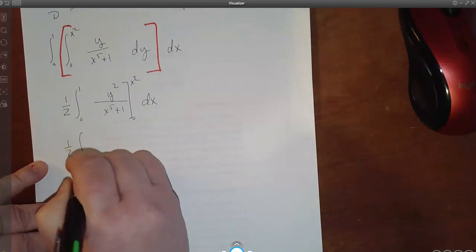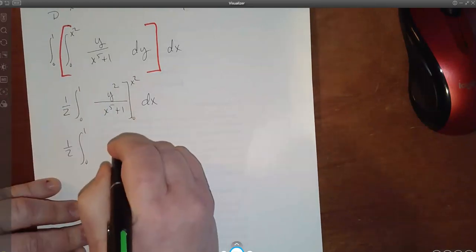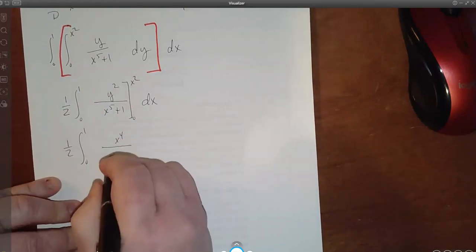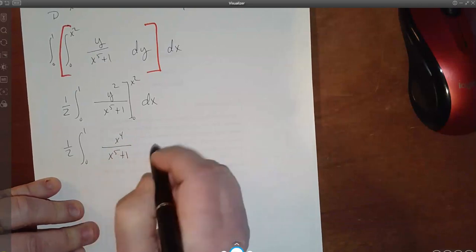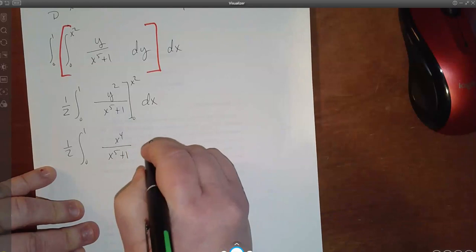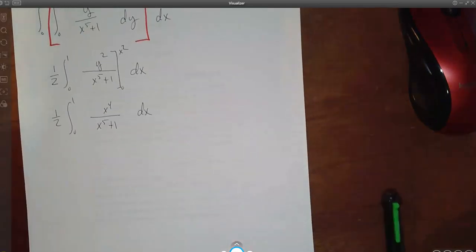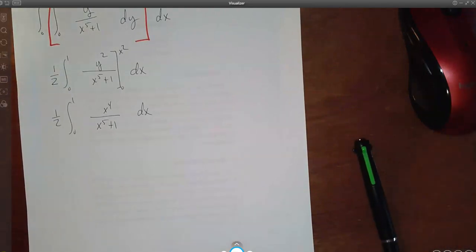And when I plug my x squared in, I square it again, so I'm going to get x to the 4th on top over x to the 5th plus 1. I put a 0 in, I get a 0 minus 0. Let's just leave that off. Okay, now I'm much happier. I see a nice x to the 4th on top. The derivative of the bottom is 5x to the 4th. I don't have that 5.